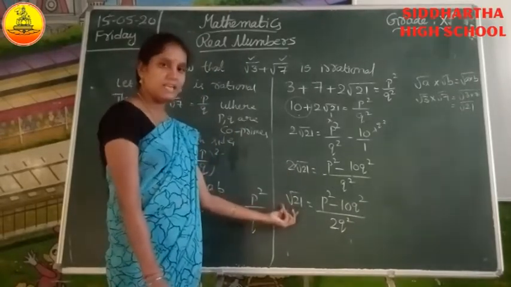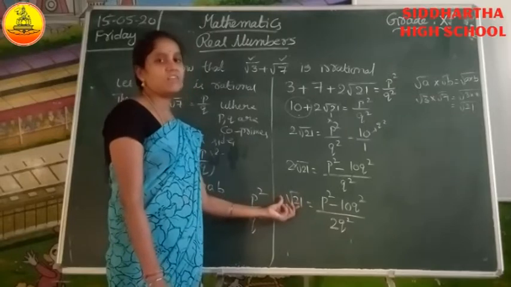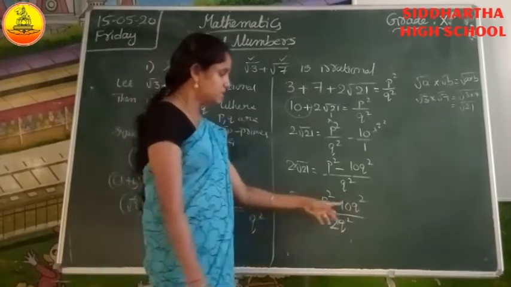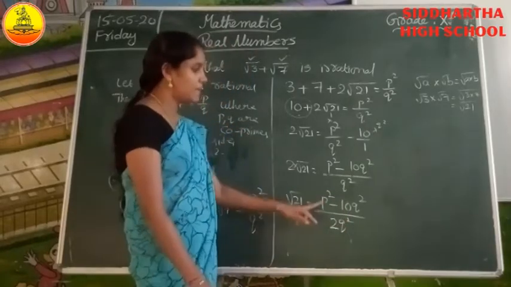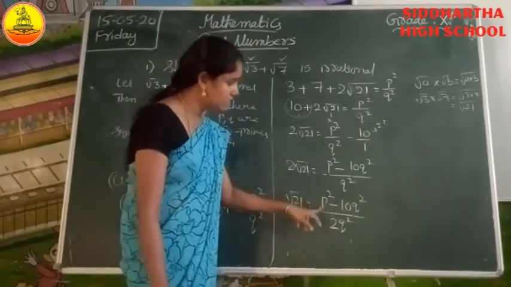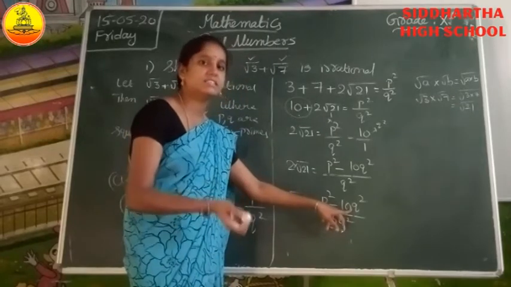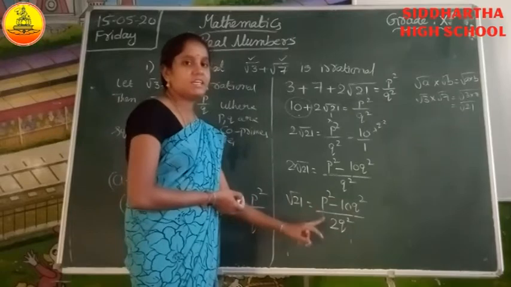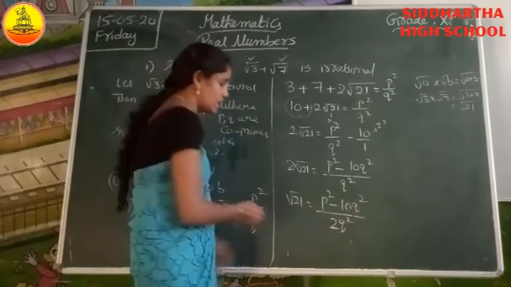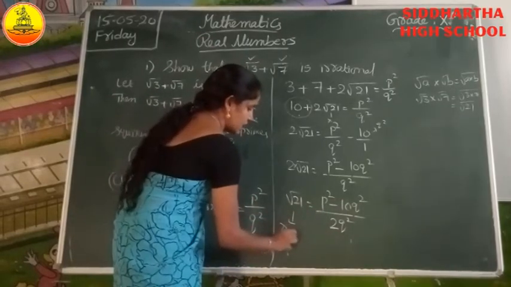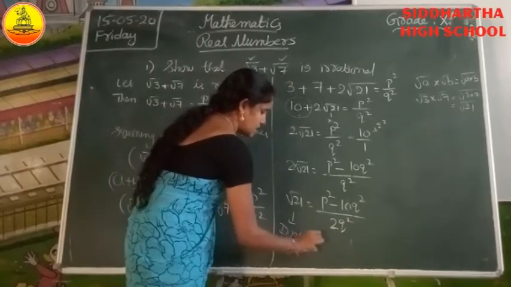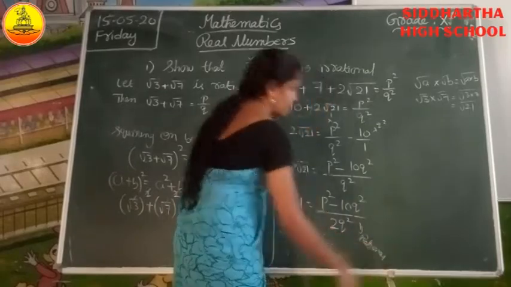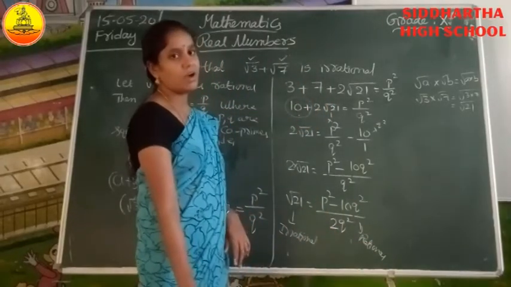This is an irrational number because under root 21 is not a perfect square. Here this is a rational number because p and q are integers. In the place of p and q, you take any integer and substitute the value. What do you get? You get a rational number as the result. That means here LHS is irrational and RHS is rational. That means LHS and RHS are not equal.